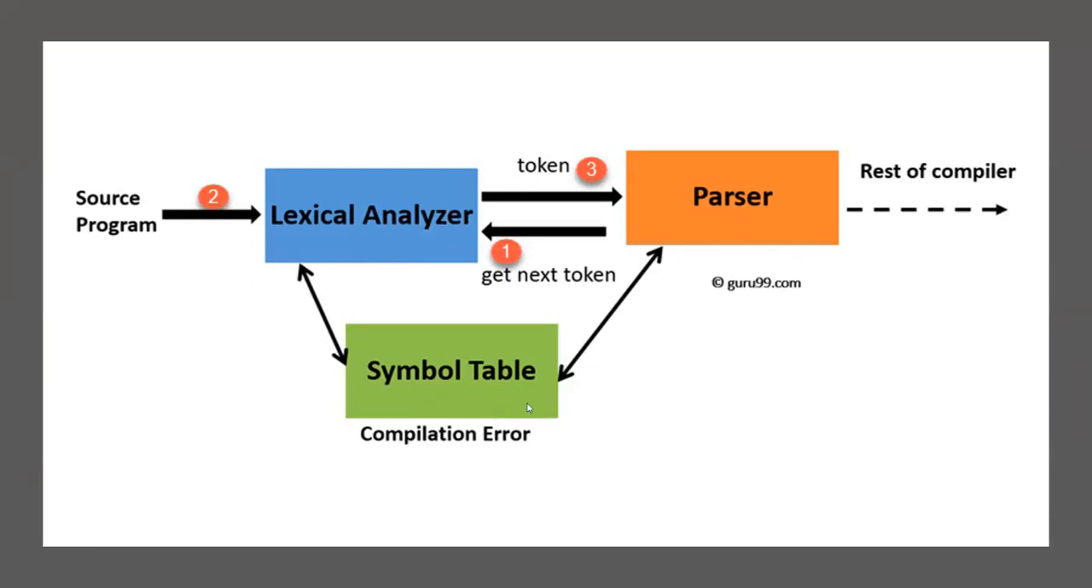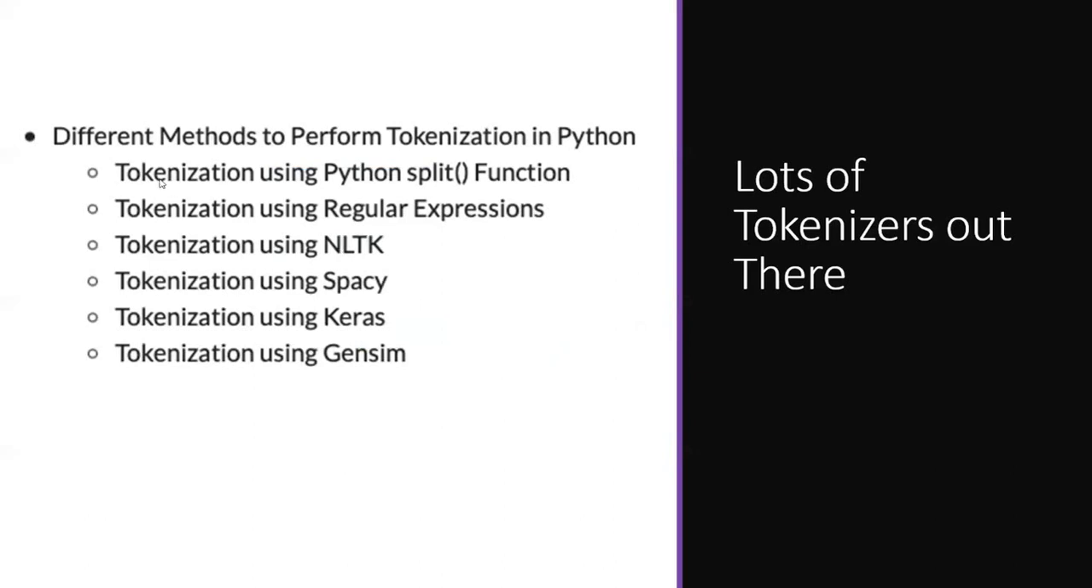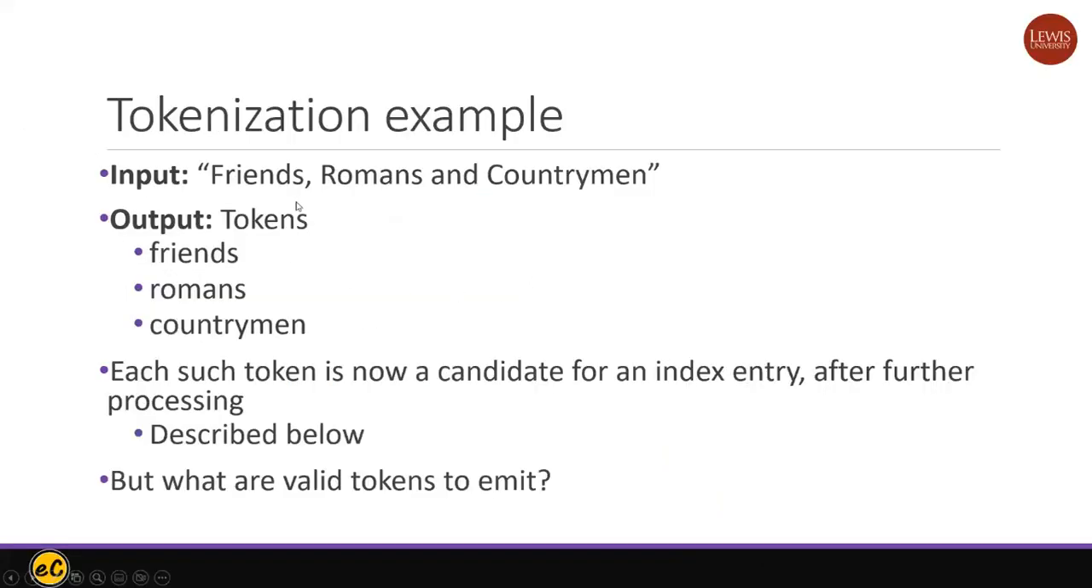And in the middle, you need to have a symbol table. Okay, so in Python you can use the split function to generate the tokenization. You can use a regular expression. You can use NLTK, the natural language toolkit. You can use spaCy. You can use Keras. You can use Gensim. These are different tokenization tools in Python. Okay, so here is a tokenization example.